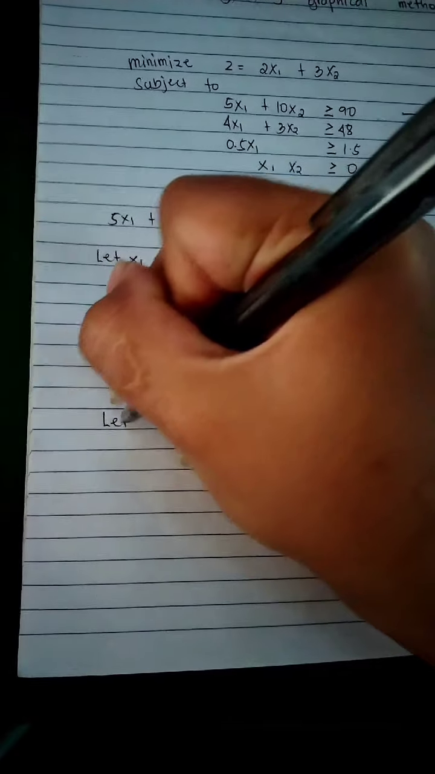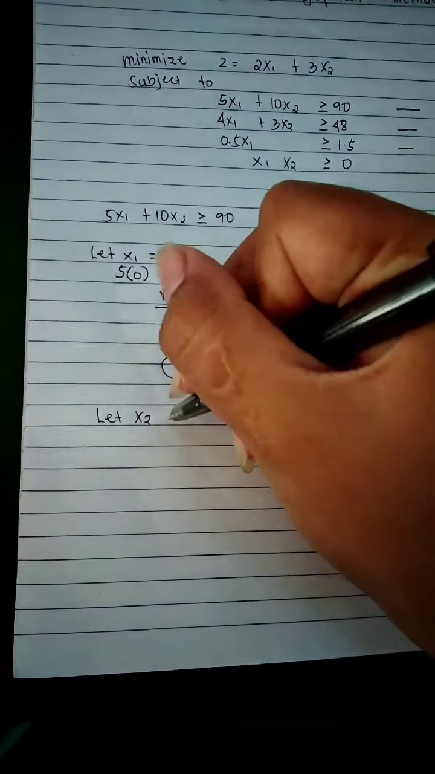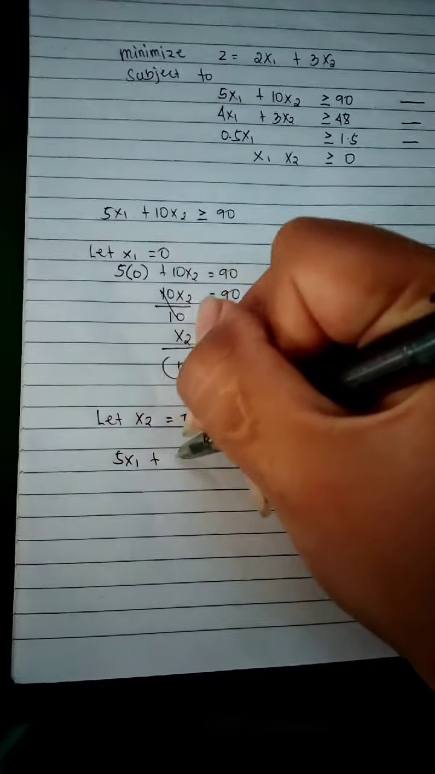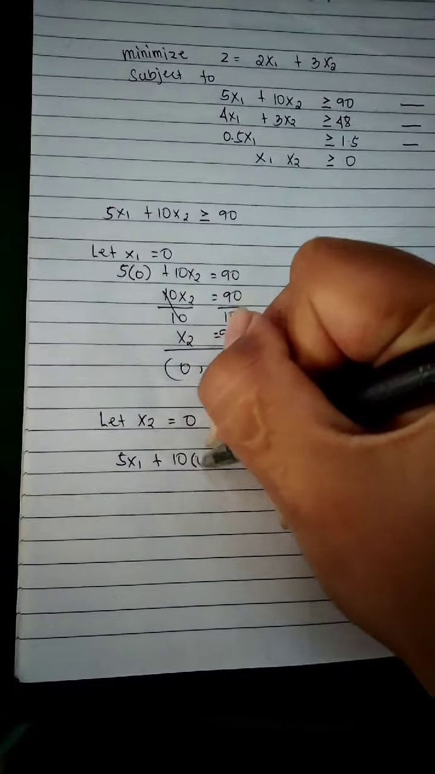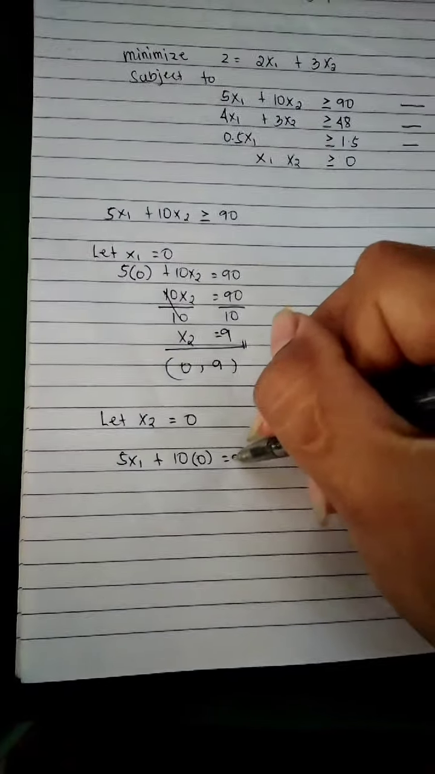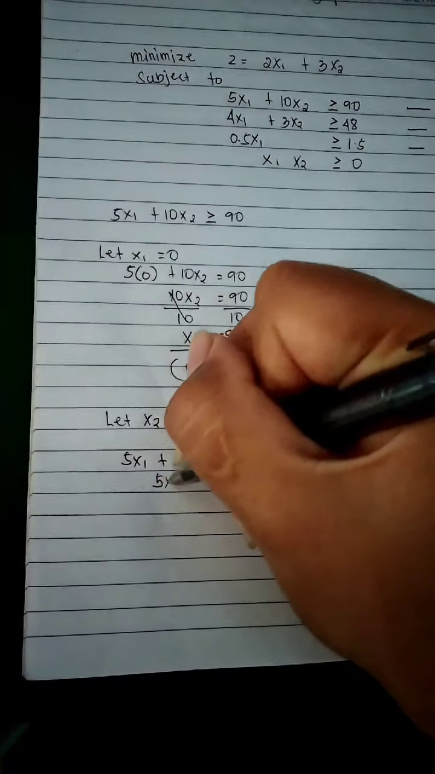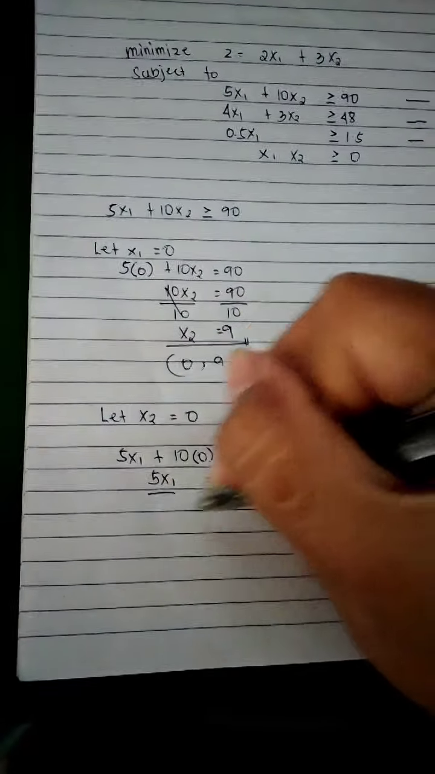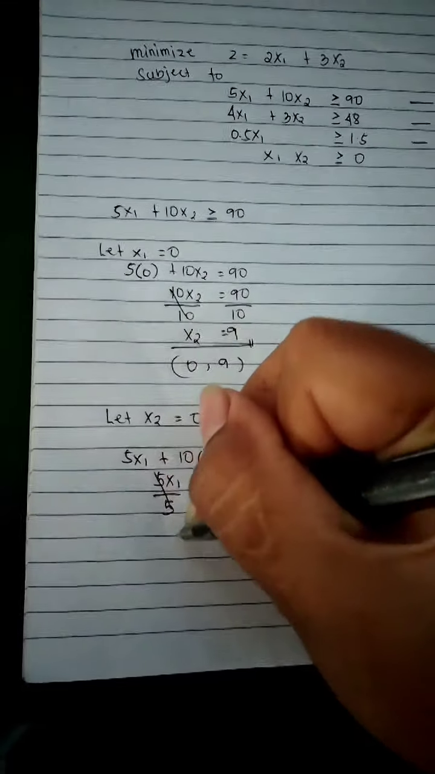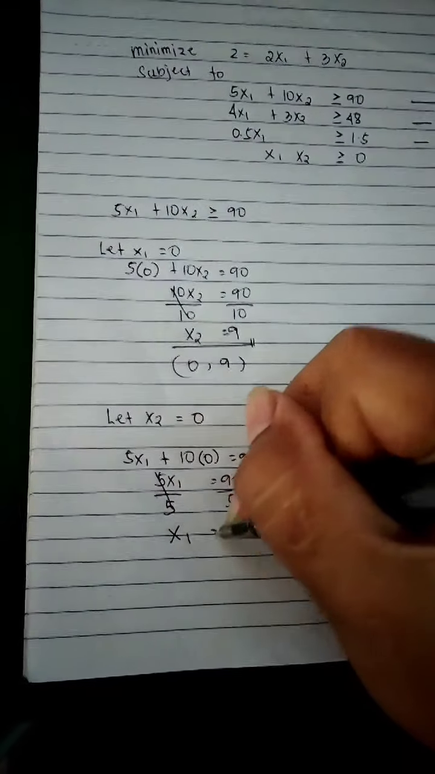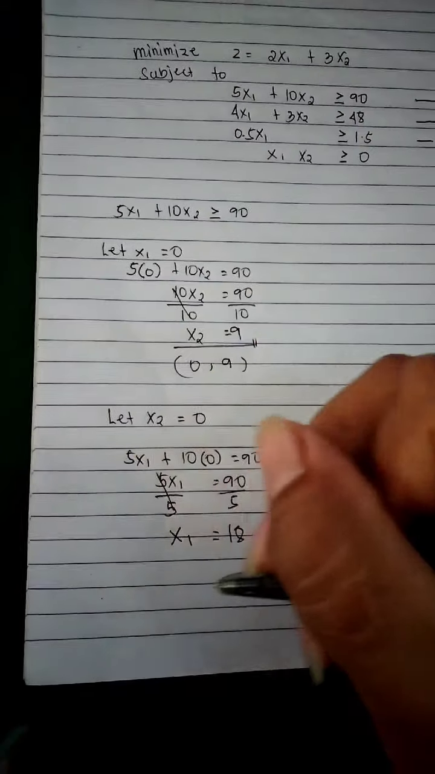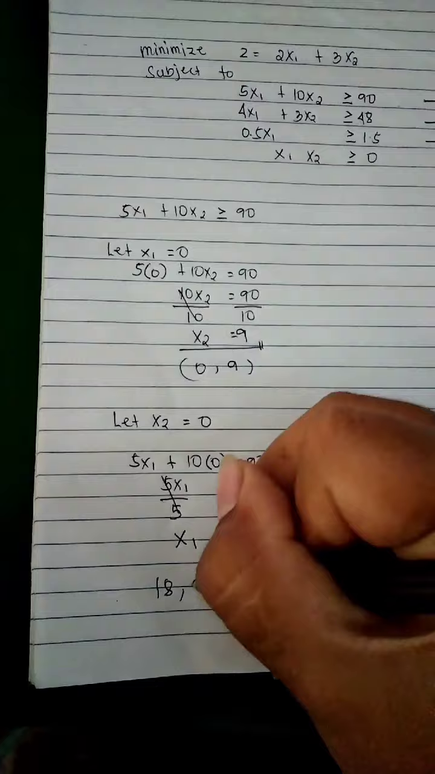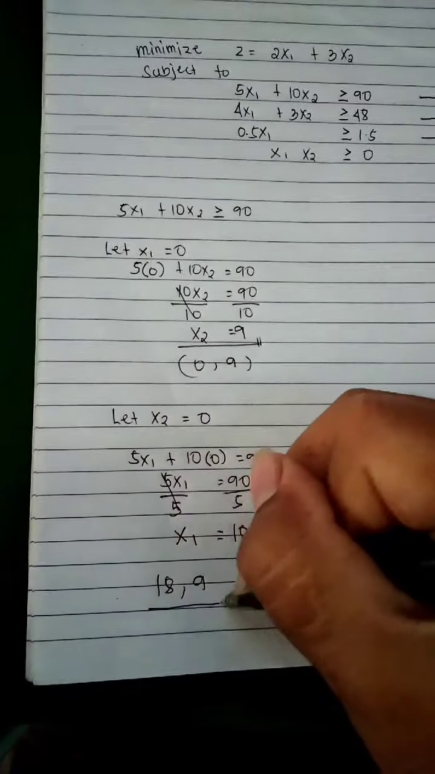Then let x sub 2 is equal to 0. 5x sub 1 plus 10 times 0 is equal to 90, so 5x sub 1 is equal to 90. Divide both sides by 5, then cancel out. x sub 1 is equal to 18. So therefore, the point is 18 and 0. This is the first line's points.